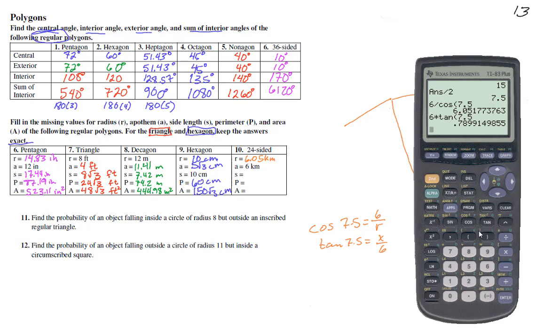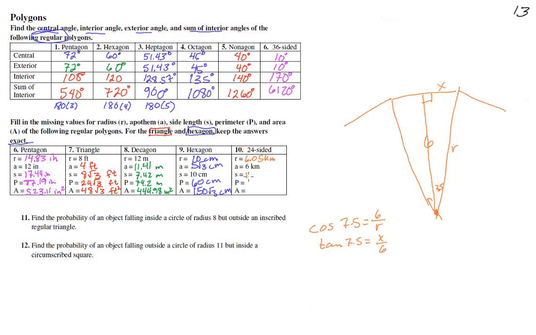Ooh, that's really short. So X is 0.7899. Now remember, that's only half of the side, so we've got to times by 2, and this is the side length, 1.58. So the side length is 1.58 kilometers. This was 0.79, and so we had to double it to get the entire side length, 1.58.